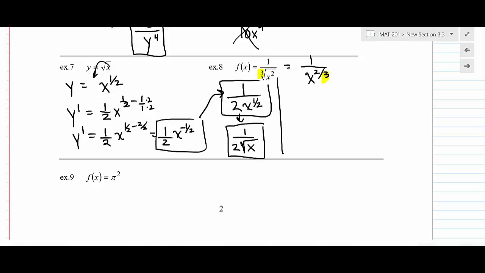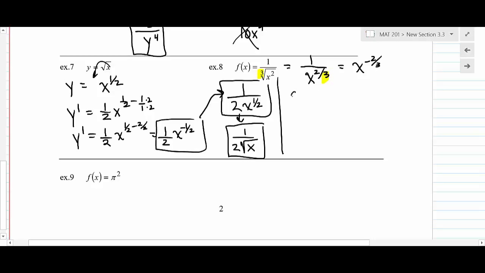Then what? Bring it to the top. You've got to make it x to a power. You can't use the power rule unless it says x to a power. So you have to say x to the negative 2/3 like that. Now I'm going to do the derivative.